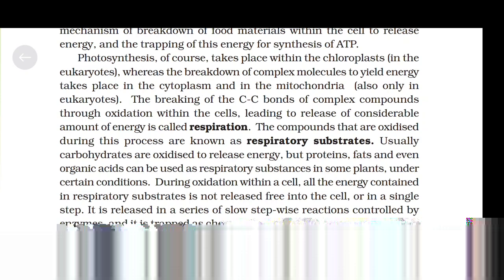Pyruvic acid plus CoA plus NAD+ in the presence of Mg2+ and pyruvate dehydrogenase gives acetyl CoA plus CO2 plus NADH plus H+. During this process, two molecules of NADH are produced from the metabolism of two molecules of pyruvic acid, produced from one glucose molecule during glycolysis.